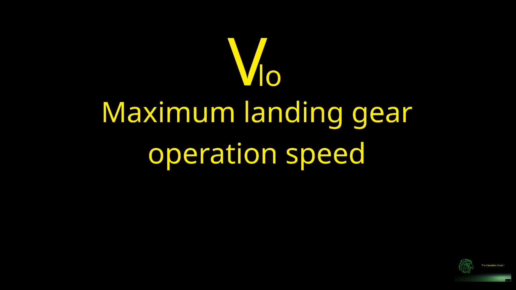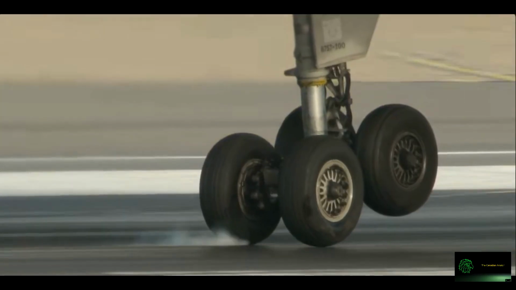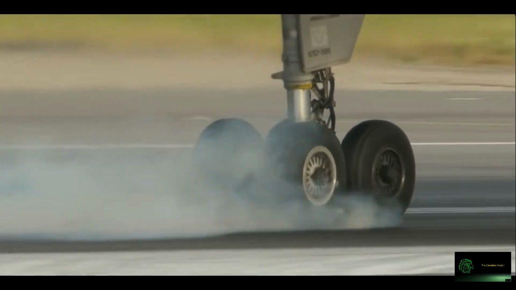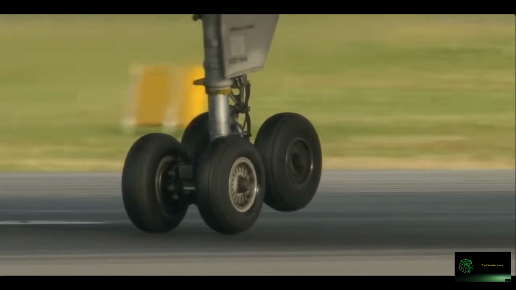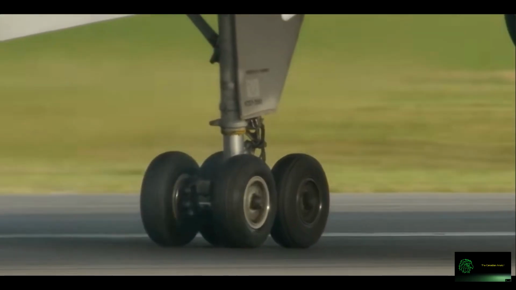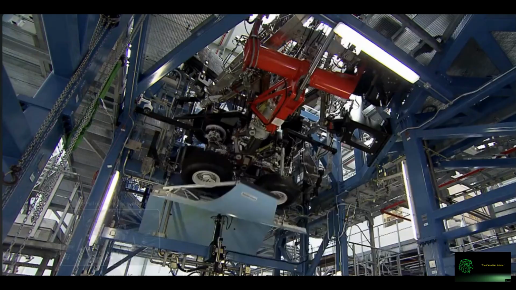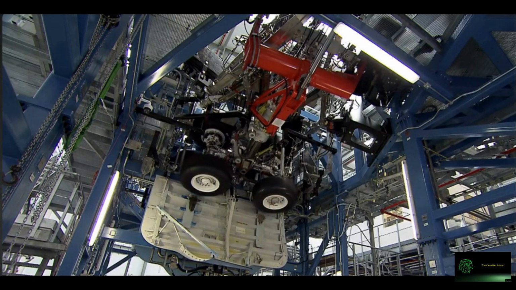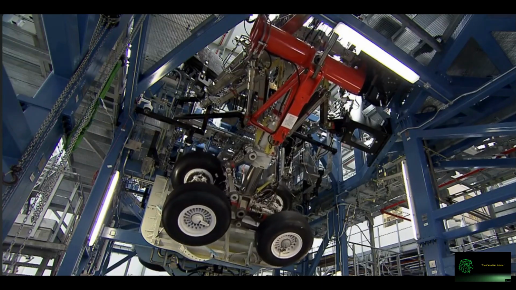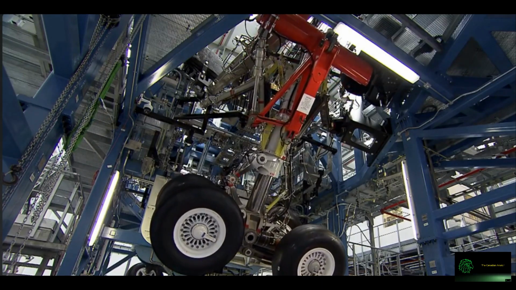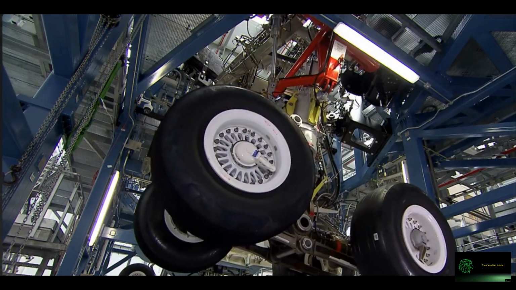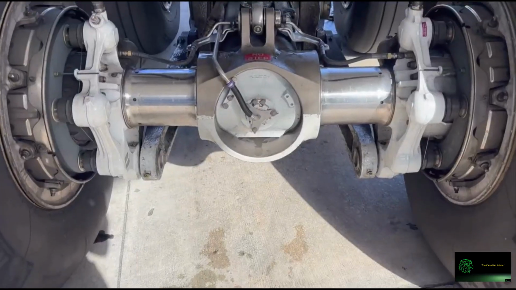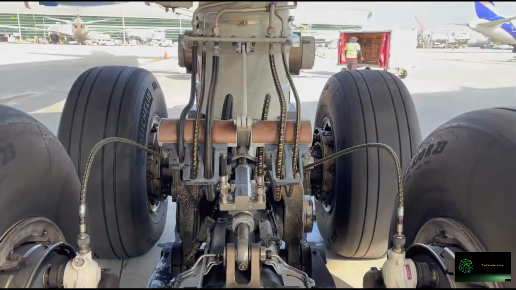VLO, maximum landing gear operating speed. VLO is the maximum speed at which the landing gear can be safely extended or retracted. Operating the landing gear above VLO can cause structural damage to the gear doors, actuating system, or supporting structure due to excessive aerodynamic forces. VLO is published in the aircraft's flight manual. In some aircraft it might be indicated on the airspeed indicator as a limitation, but it is primarily referenced from performance data and operating procedures.